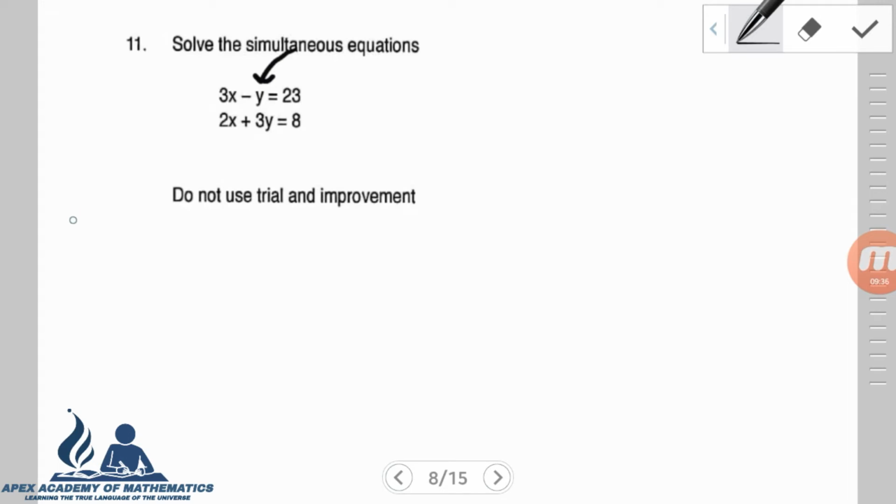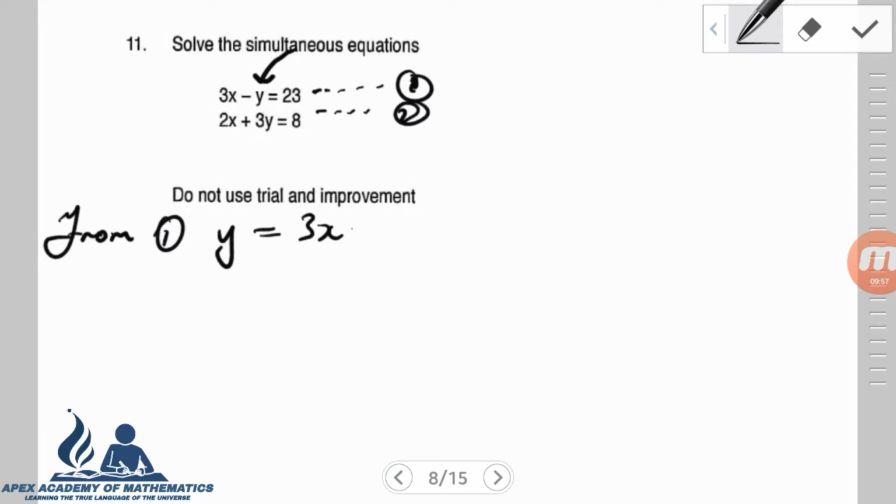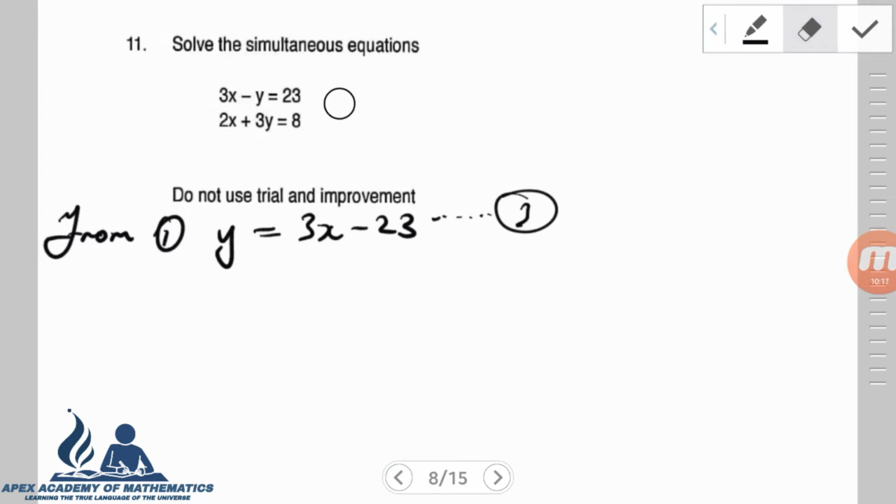From equation 1, I'm going to say y is equal to 3x minus 23. What I actually did here is that I brought the y to that side, so it became positive, and I brought the 23 over here, so it became negative. So that's how I got this third equation here. Hopefully you guys are not confused here. All right, good. Let's get into it.